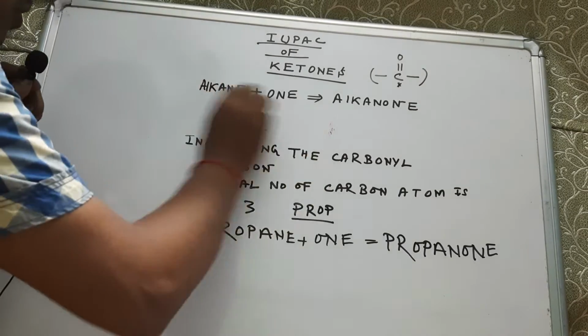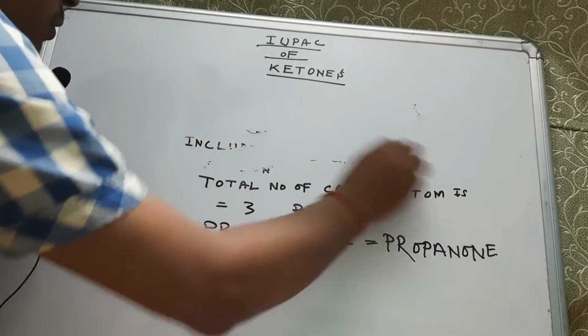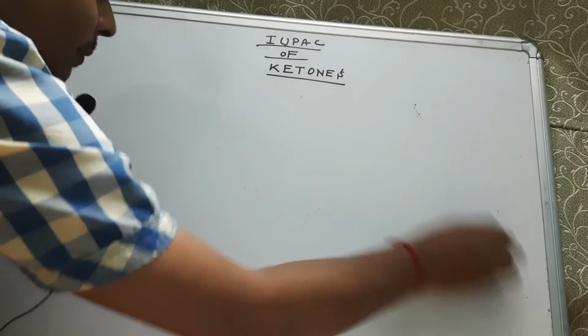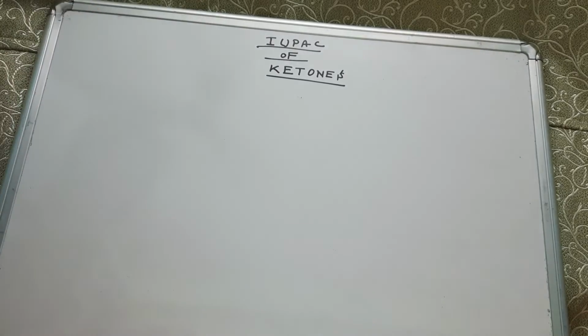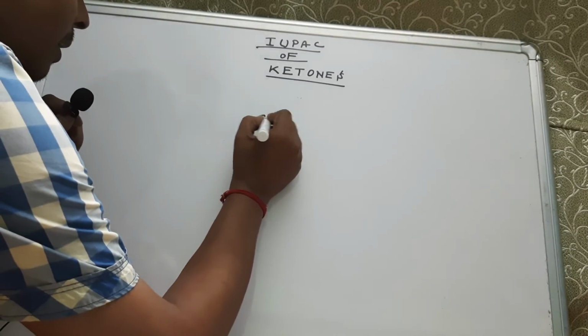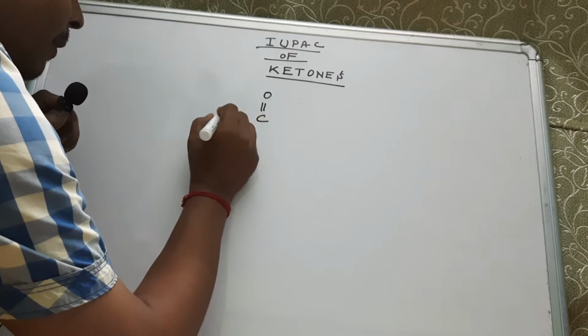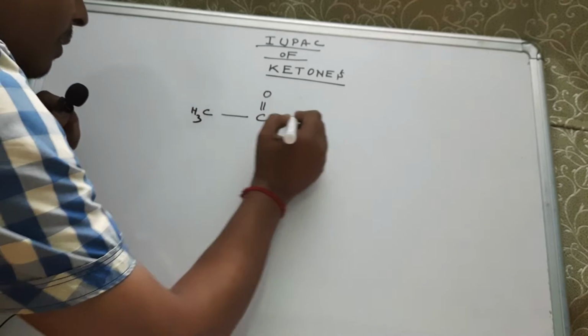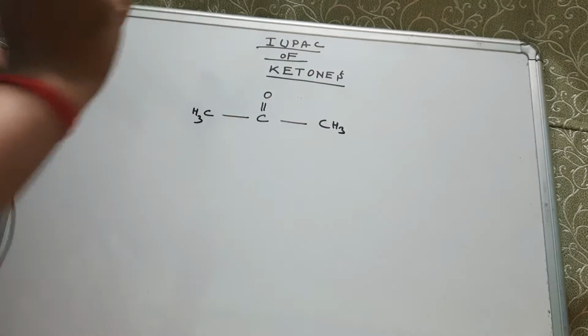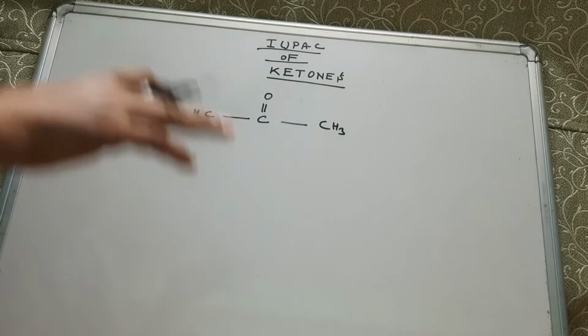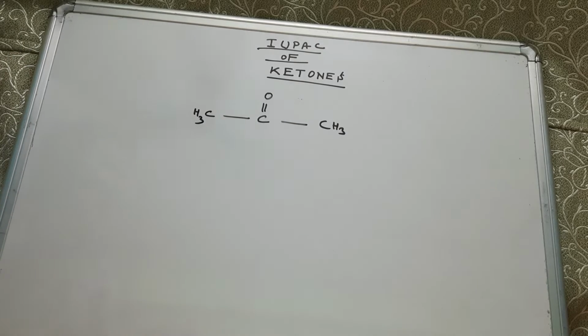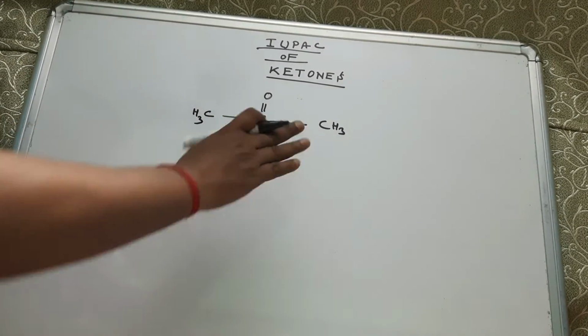Why? Because look, here the total number of carbon atoms in our present example is 3. And students, don't miss any single second of this class. Go through the class continuously. Okay, so the total number of carbon atoms is 3, no doubt.